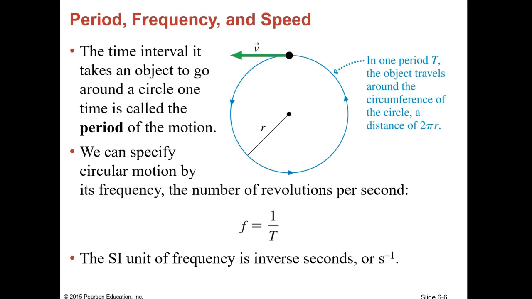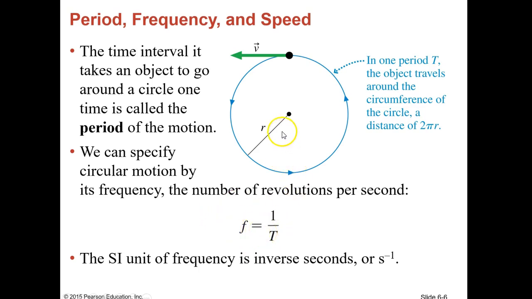So the time interval it takes to go all the way around is called a period. So if we can figure out how many seconds or how long it takes to complete a circle, that's a period. The frequency is how often a rotation occurs, or how often a complete cycle occurs. Period is how long it takes to make a complete rotation. Frequency is how often it makes a complete rotation. And they are inversely proportional.